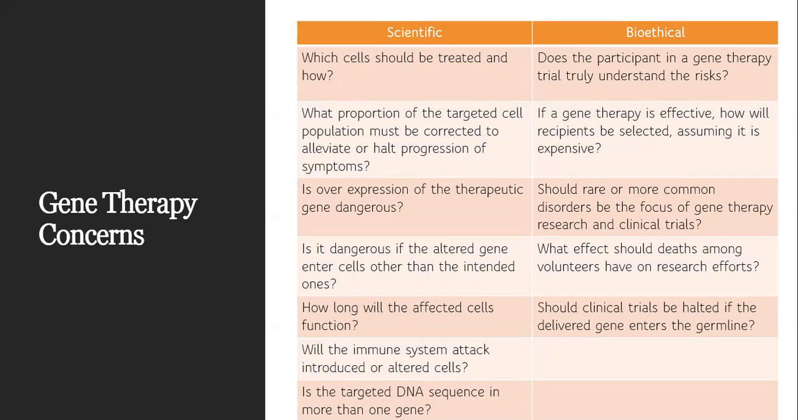For bioethical issues, does the participant in a gene therapy trial truly understand the risk? Or if a gene therapy is effective, how will the recipients be selected, assuming it is expensive? Should rare or more common disorders be the focus of gene therapy research and trials? What effect should deaths among volunteers have on the research efforts? And lastly, should clinical trials be halted if the delivered gene enters the germline?